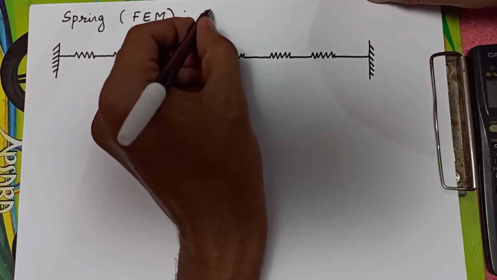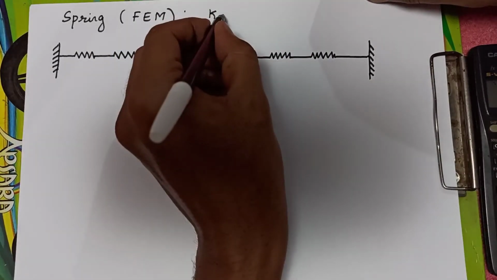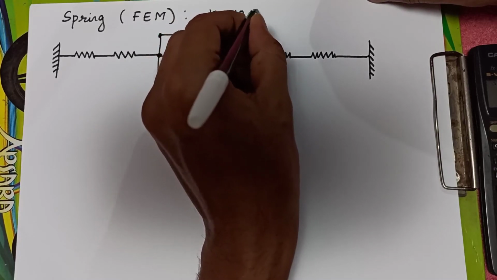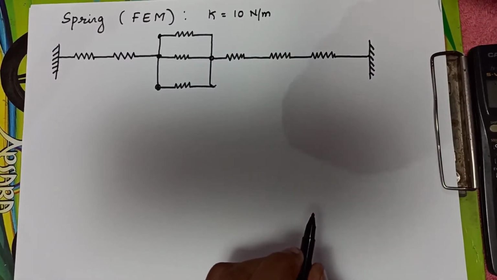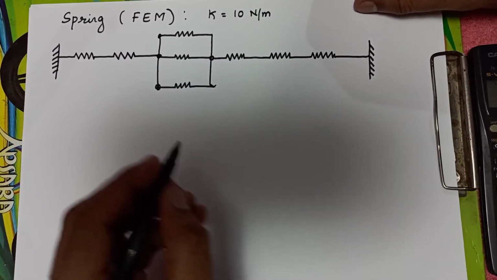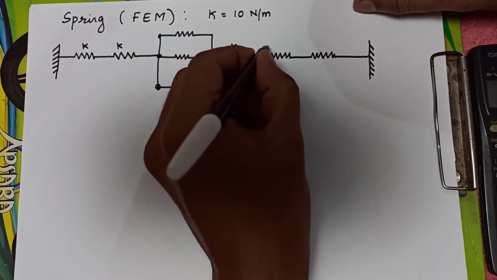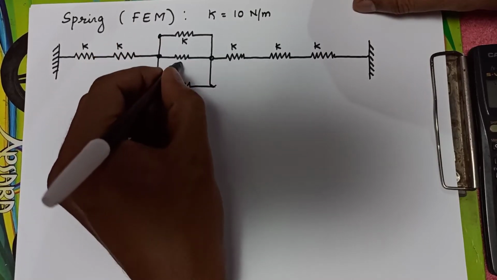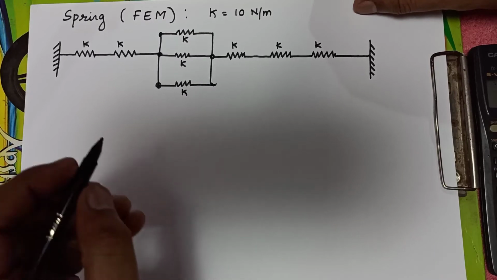So let us take the stiffness value that will be denoted with K. Let us assume 10 Newton per meter. Okay, so let us take the one value. So here it will be K in all the spring elements. And for the parallel also it will be K, where K will be the stiffness.